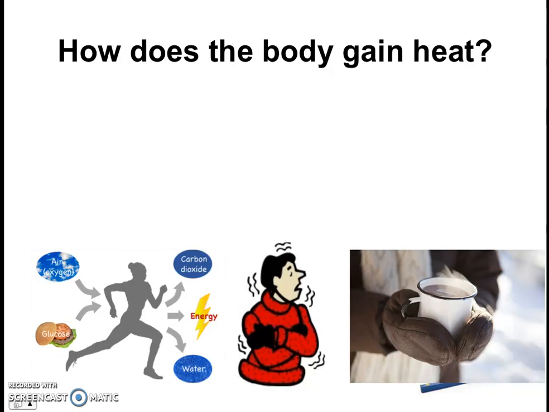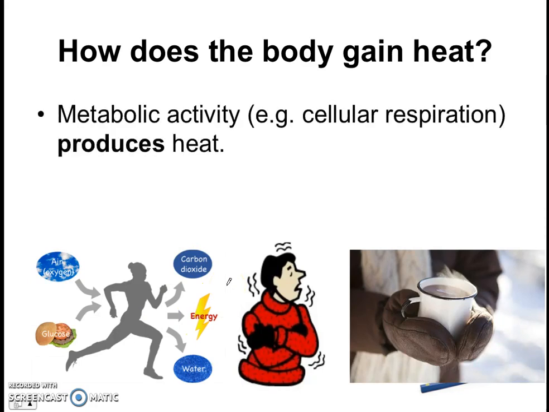And how does the body produce and gain heat? Well, here are three pictures to show how the body produces or gains heat. Can you guess any of them? Well, the first picture has to do with metabolic activity. It has to do with a process called cellular respiration, which you already know about. Respiration is the breakdown of glucose with a release of energy. Some of the energy that's released in respiration is released in the form of heat.